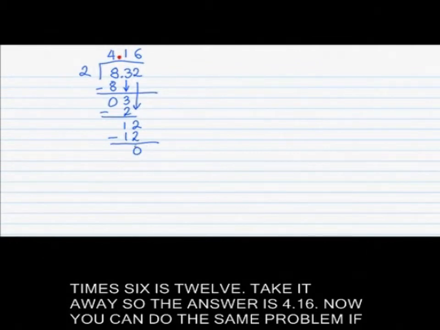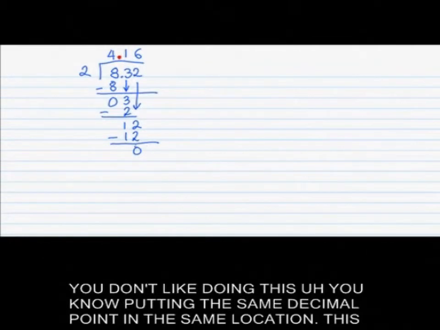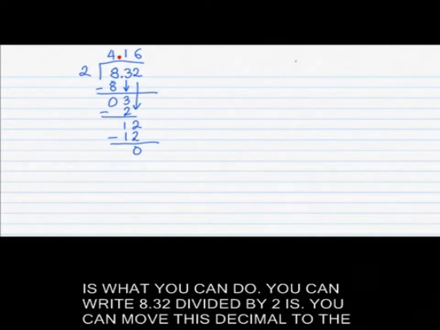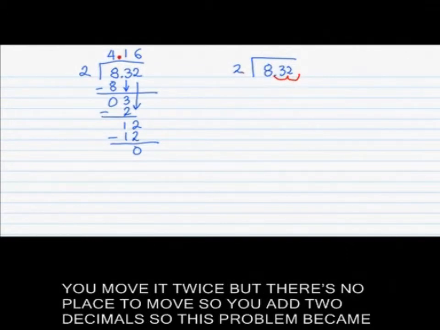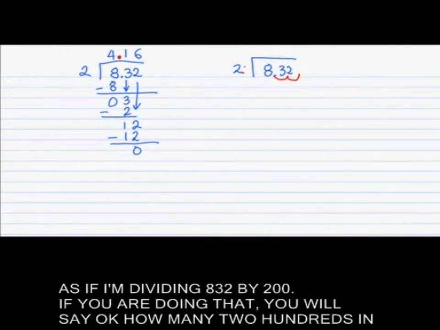Now you can do the same problem if you don't like putting the same decimal point in the same location. This is what you can do. You can write 8.32 divided by 2 as, you can move this decimal to the right twice. And there is as if there is a decimal here in 2 because 2 is a whole number. You move it twice, but there's no place to move, so you add 2 decimals. So this problem became as if I'm dividing 832 by 200.